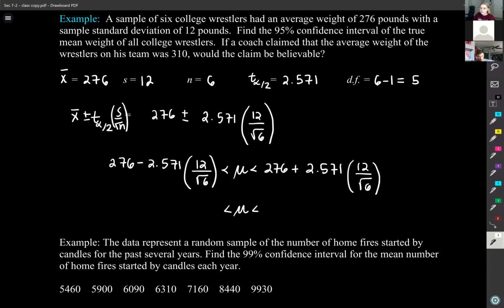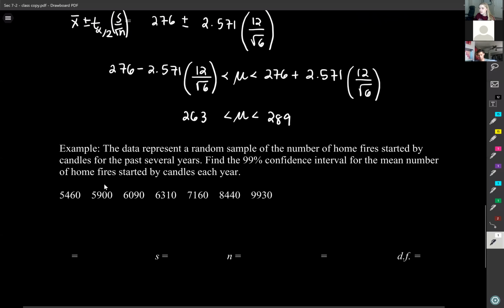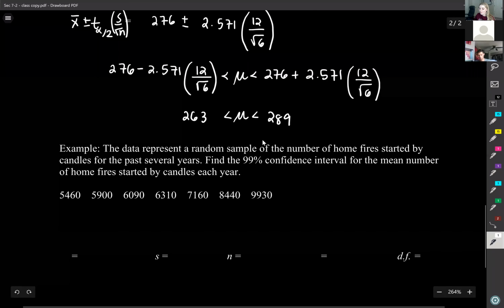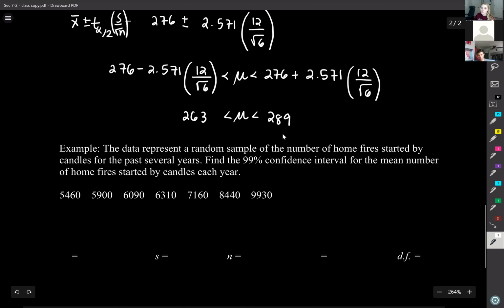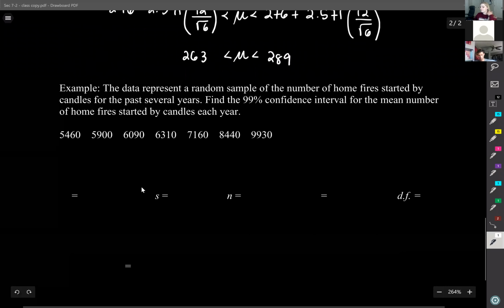Okay, so I got some answers in. They look good. So this lower one is 263 and this upper one is 289. Awesome job, everyone. Let's go ahead and do the next example, which is slightly different. Also, in an exam situation, when I'm asking you something like this, I'll probably tell you what I want you to round to. So I'll probably say round to 1 decimal place, round to 2, whatever. Okay, let's do this next example. There's a little more work involved here.